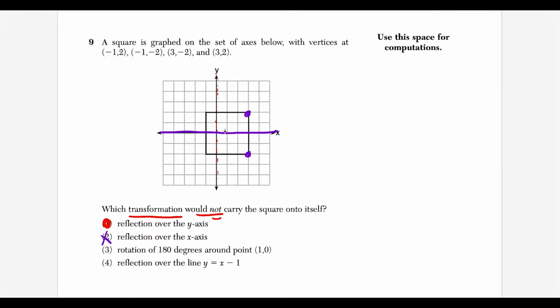Well, one thing to note here is that (1, 0) is smack in the middle. This is the center of the square. So if you spin this square upside down from the center, it's going to be presenting you with the same square. So this one's out.